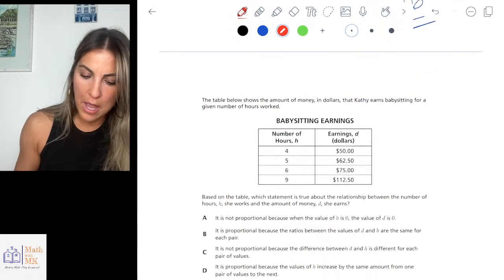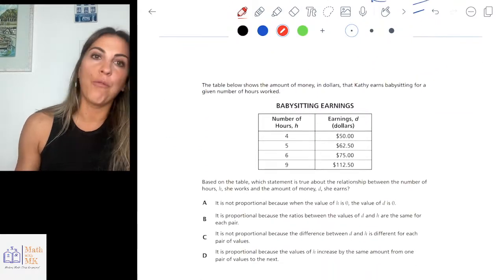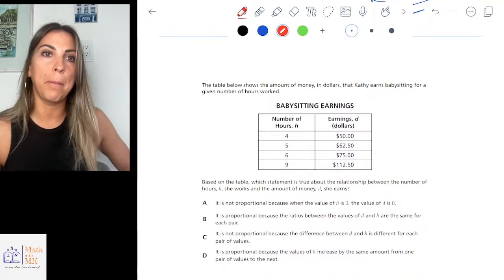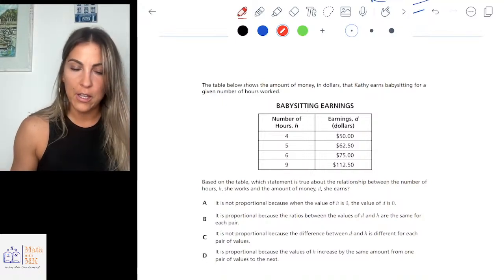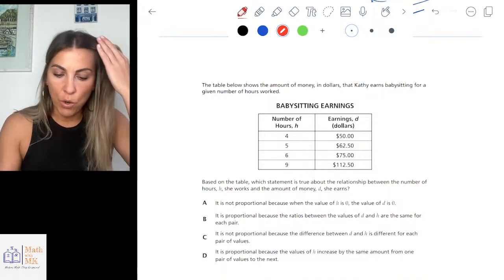All right, moving on, but sticking to this theme of proportional relationships because it's a pretty big part of the state exam for 7th grade, at least in New York it is. Let's go over this one.